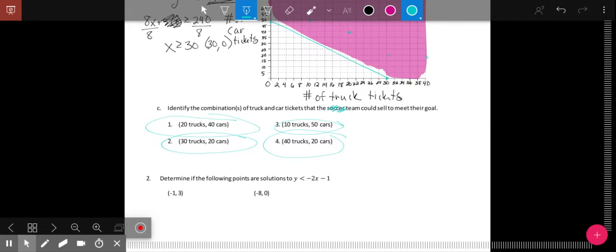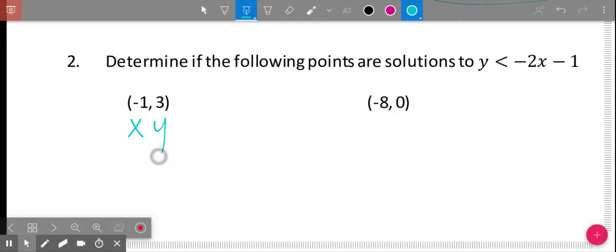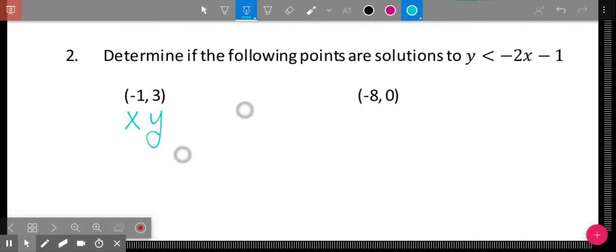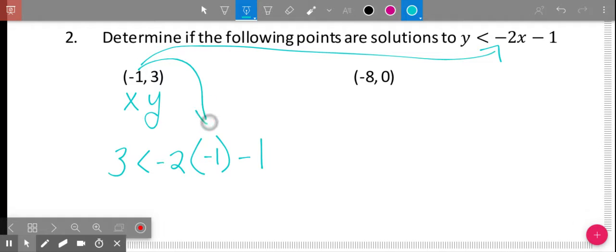Number 2 says, determine if the following points are solutions to y is less than negative 2x minus 1. This is where we need to label our points as x and y, and then substitute those into our function. So instead of y, I'll now have 3 is less than negative 2 times negative 1 minus 1. Wowza. Okay, because I just plugged in all of those pieces.